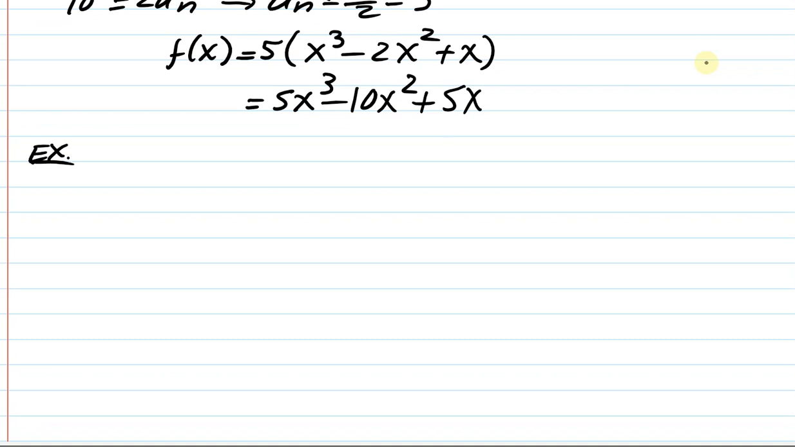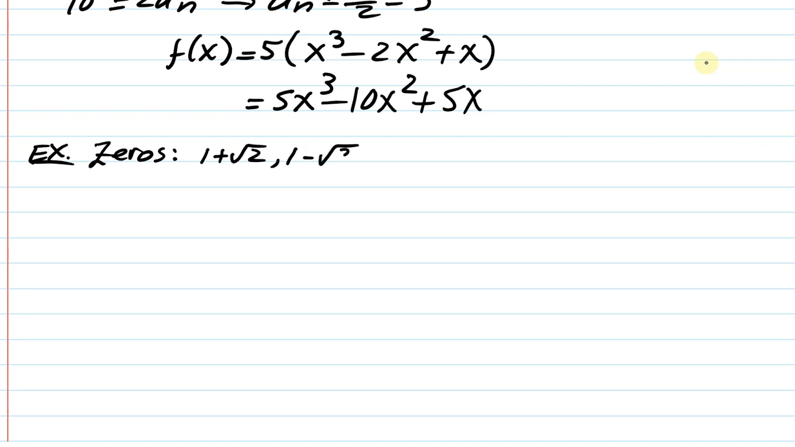For this next example, suppose, again, I want to find the polynomial of least degree with real coefficients. This time, let's make the zeros irrational: 1 plus root 2, 1 minus root 2, and 1. Suppose I have that polynomial of least degree with these zeros. Because I have 3 zeros, it's going to be a third degree.